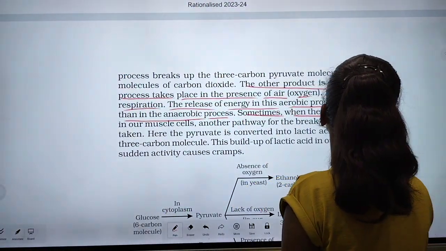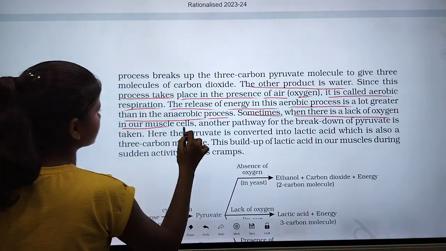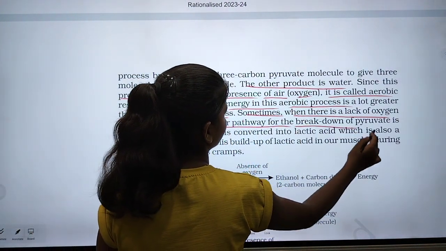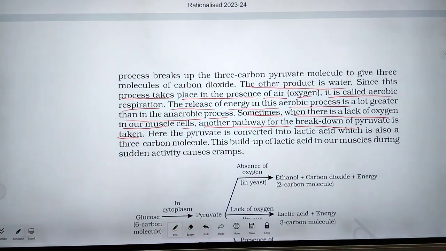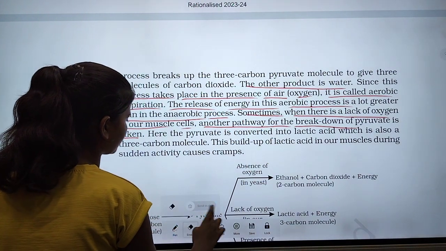Sometimes when there is a lack of oxygen in our muscle cells, another pathway for the breakdown of pyruvate is taken.